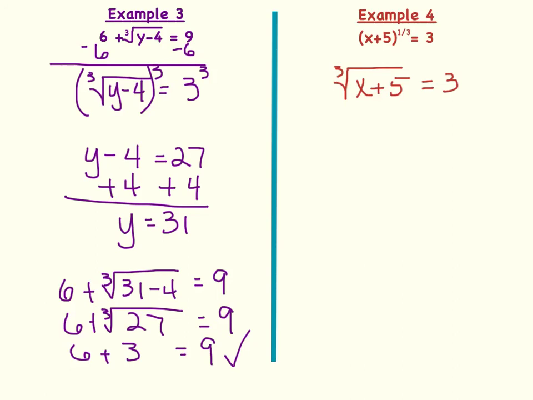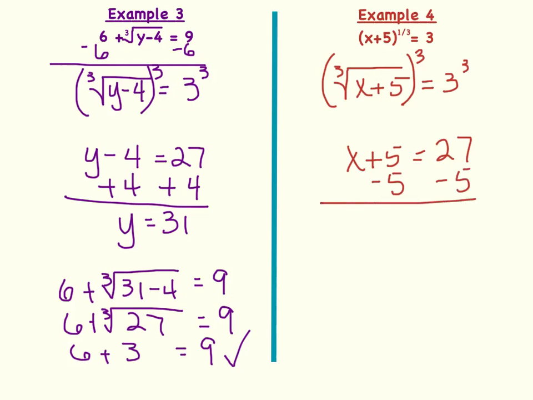Well, the inverse of taking the cube root of something is to cube it. So we're going to cube the left side of the equation and the right side of the equation. Now, when we cube the left side of the equation, we get x plus 5. And when we cube the right side, 3 cubed, or 3 to the 3rd, we have 27. Now we are one step away from solving for x. We're going to subtract 5 from both sides, and we have x equals 22.